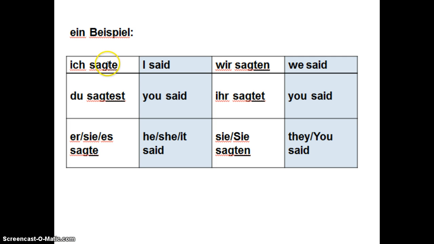Typically, you take the stem of a verb. The stem of sagen is sag, S-A-G, and then you add endings to that stem. So the ich ending is sagte, the du ending is sagtest, sie, es looks like ich, sagte, wir looks like sagten, ihr looks like sagtet, and sie sagten. This is true for all regular verbs.